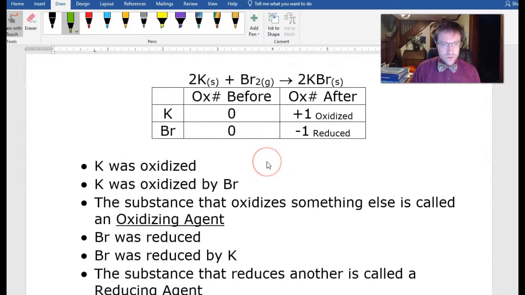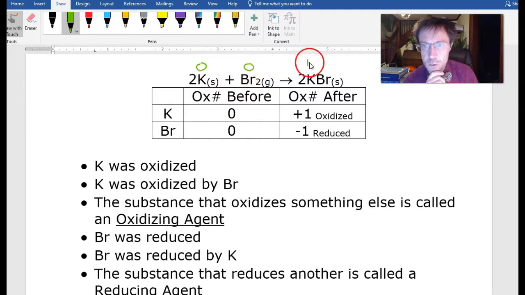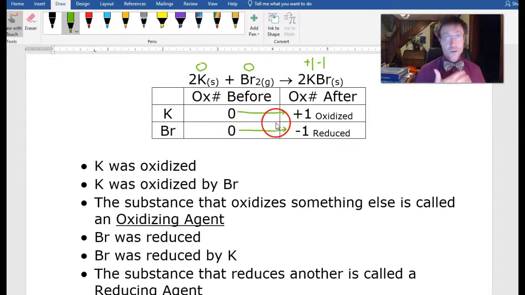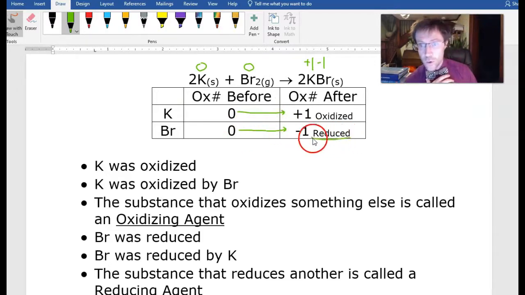Here we go. So here's our situation. Here is potassium all by itself. It's 0. Here's bromine all by itself. And then here we get a +1 and a -1, right? So, great. Potassium goes from 0 to +1. Bromine goes from 0 to -1. I see that this right here, the charge is lowering. The charge is being reduced. So if that one's being reduced, the other one has to be oxidized.